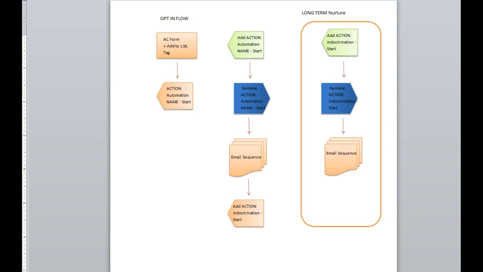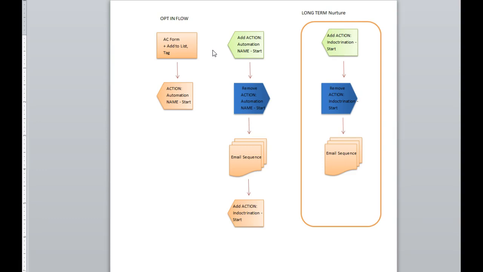So first, on the left side is your opt-in flow. Then on the right side would be the long-term nurture flow. What I like to do with ActiveCampaign is always to add contacts using the form. It's always advisable to use a form because it allows you to double opt-in and do some other neat things with it. So first is for the form. The actions should be to add them to a list because that's a given, and to give them a tag.